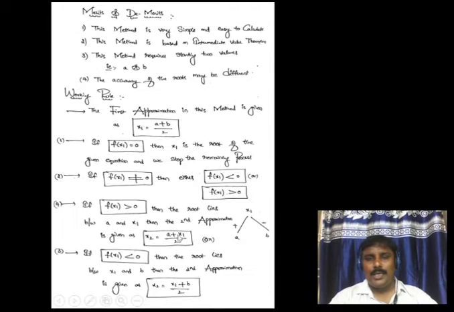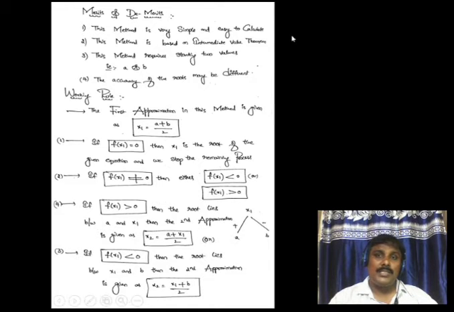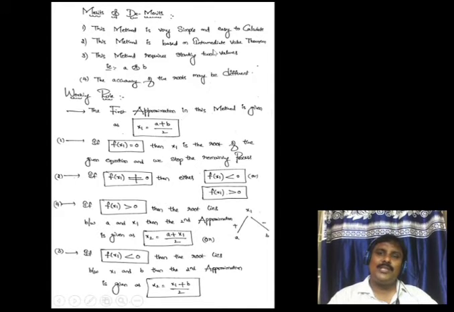Now we are going to see the working rules and the merits and demerits of this method. The merits and demerits are: this method is very simple and easy to calculate. That means the calculation is very simple. So we can take this as a merit. This method is based on the intermediate value theorem. We can take that as a demerit. Why? Because it is based on some theorem, so we can consider it a demerit also.